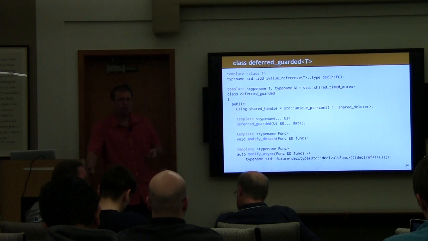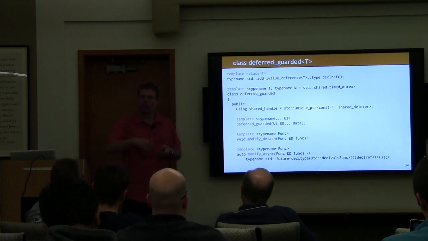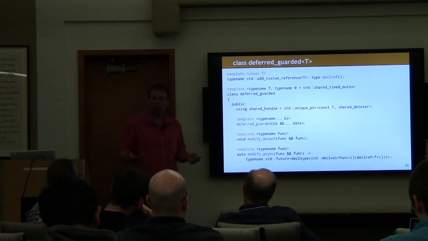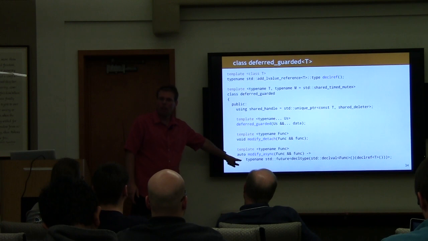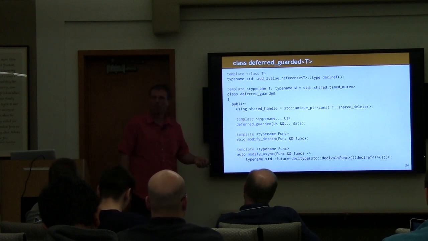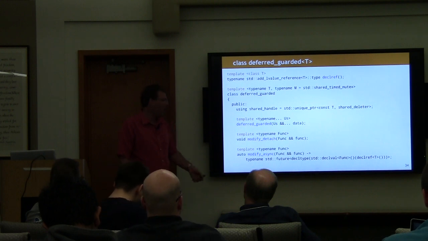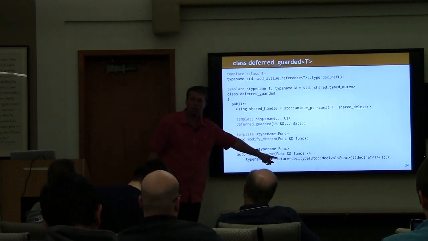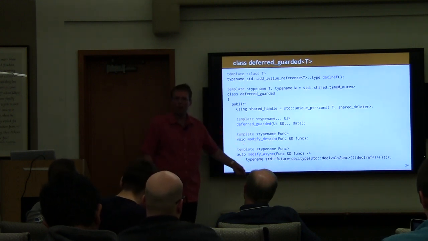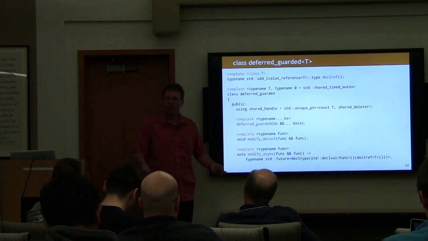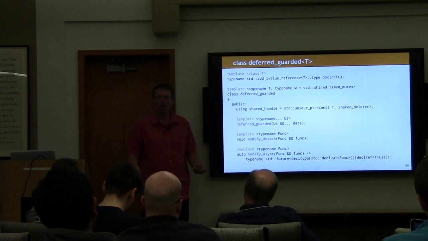So the question was, how do you deal with exceptions or errors in the write portion of this? And the answer is, if you want to know about exceptions or errors, you have to use modify async, because you will get a future back that you can check to see if the write succeeded or not. And it's perfectly valid for this function to return void. And then you'll get an std future of void that will tell you whether the function completed successfully or not, and no other information. Any questions?